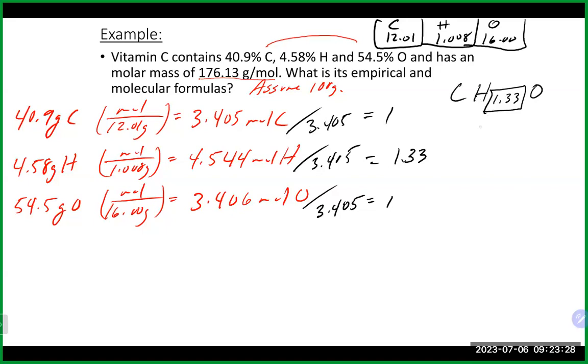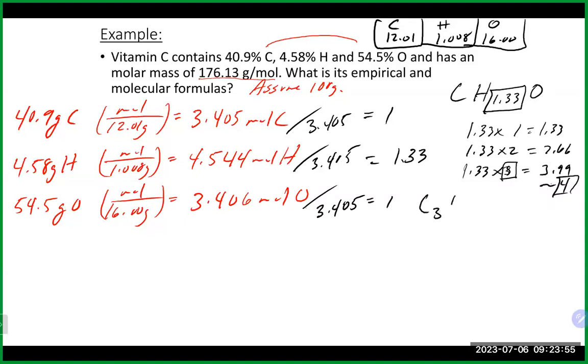If we just run through the list, starting with 1.33 times 1, 1.33. 1.33 times 2 is 2.66, getting closer. 1.33 times 3 is 3.99, which is pretty much close enough to 4 to call it 4. That means we will multiply everybody by this factor of 3. That gives us C3H4O3, and that should be our empirical formula. Any questions up to there?